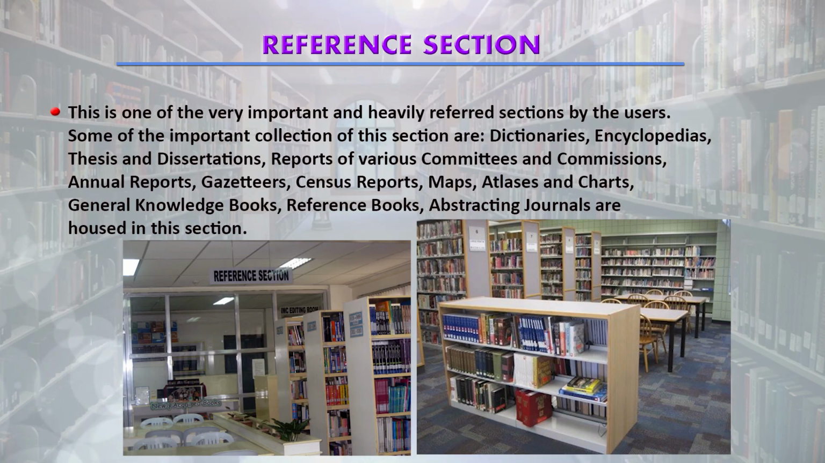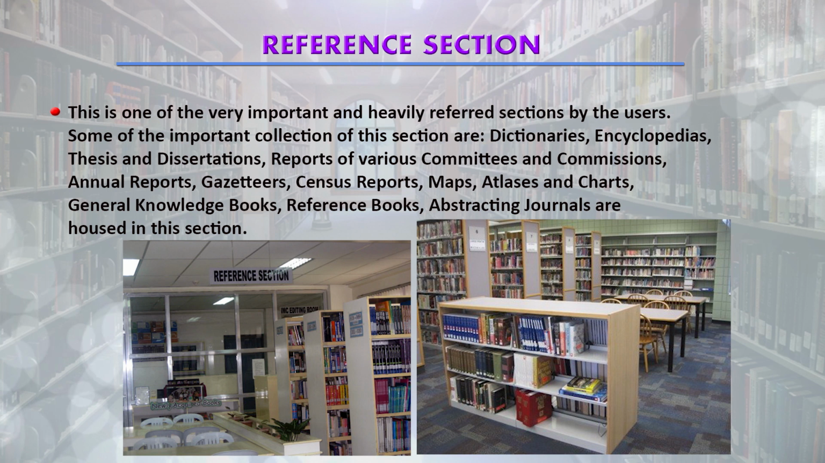The next and very important section is the reference section. This is one of the very important and heavily referred sections by the users, because here users get answers to their queries also. Some of the important collections of this section are dictionaries, encyclopedias, theses, dissertations, reports of various committees and commissions, annual reports, gazetteers, census reports, maps, atlases, charts, general knowledge books, reference books, abstracting and indexing journals. All these reference sources are housed in the reference section, and based on these sources, the reference section staff provide different services to the users.